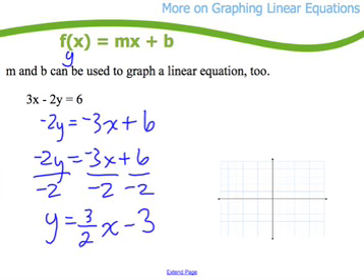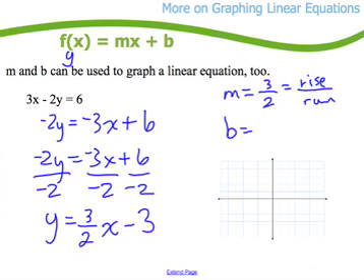So now I have the equation in slope-intercept form. My slope of this equation is 3 halves. Remember, the top number is the rise and the bottom number is the run. And I also know my y-intercept is negative 3, which I could have gotten by plugging a 0 in for x. Remember? Just do that mentally.